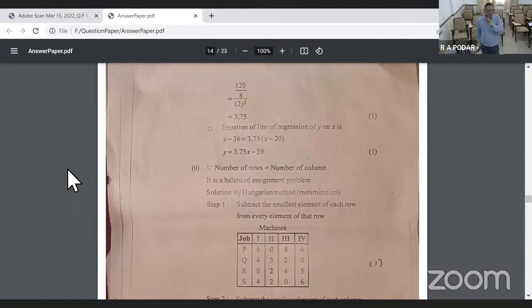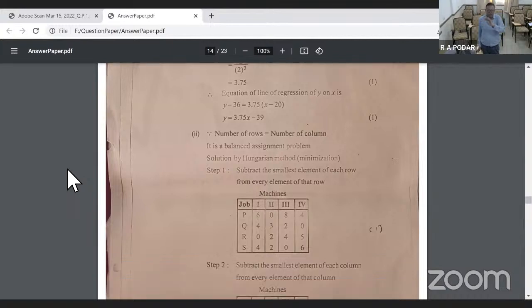That you substitute in the equation. So x bar and y bar are already given: y bar is 36, x bar is 20. We have substituted x bar, y bar, and byx. By rearranging the terms, we get y is equal to 3.75x minus 39. So for the final answer 1 mark is allocated.